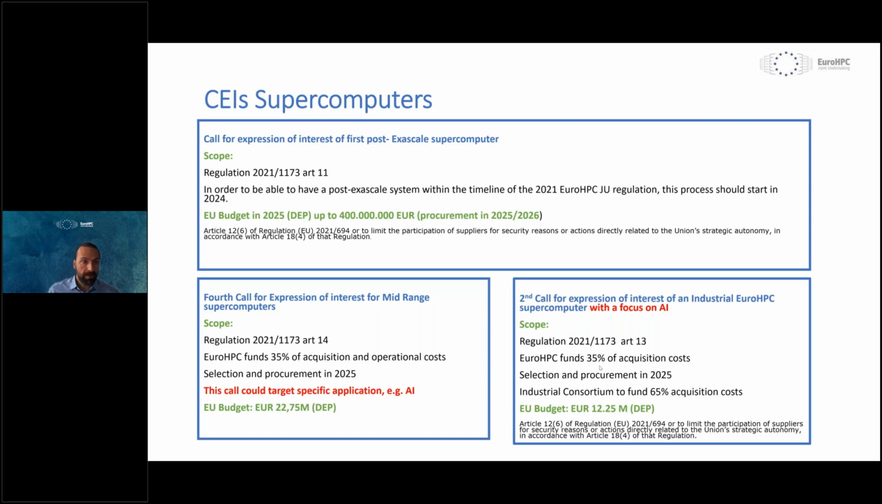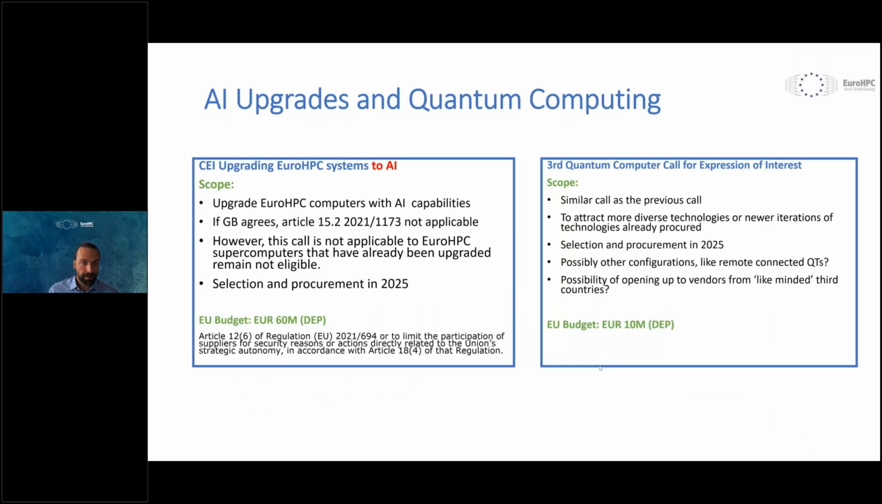Quantum computers is another activity that we continue also in work program 2024. We intend to launch a third call for expression of interest to host a EuroHPC quantum computer. This will follow the similar procedure as preceding calls. We would like to increase our portfolio of quantum computing technologies, and then this will be followed by a selection and procurement in about 2025.